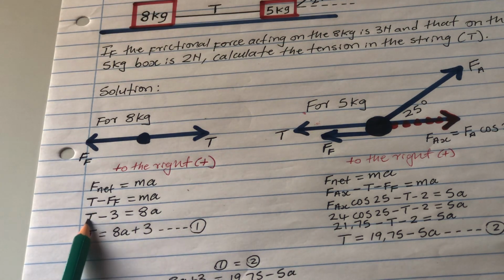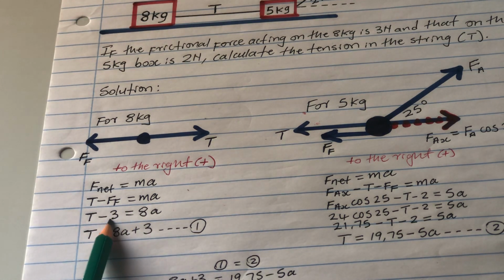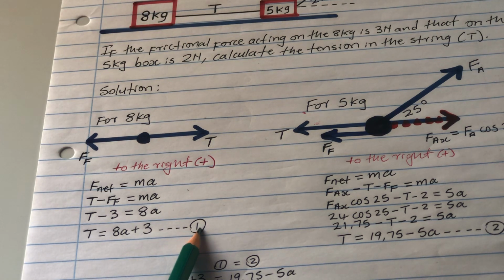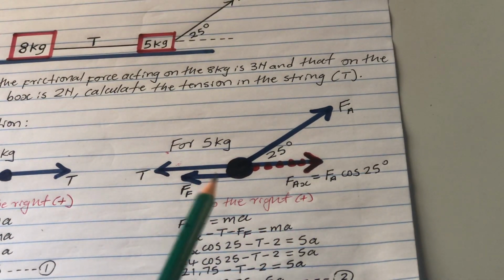Then I'll make T the subject of the formula because that's what I'm looking for. It means that I'll take the minus 3 to the other side and it will become positive. If you check here, I have A and T. So I cannot get T if A is unknown. I cannot get T if I do not know A. So I will say this is equation 1. I cannot move on because I don't know A. Then I'll move to the next box.